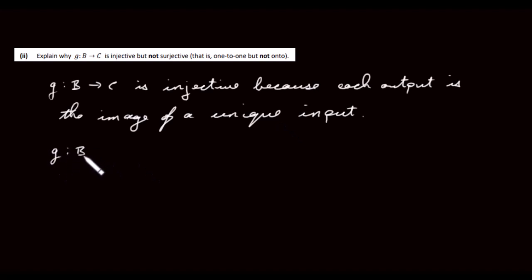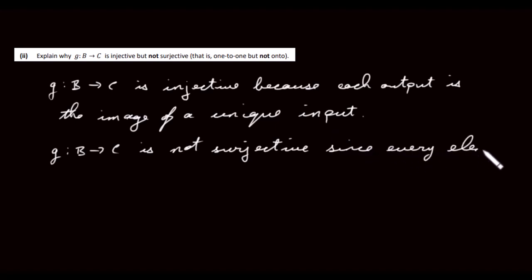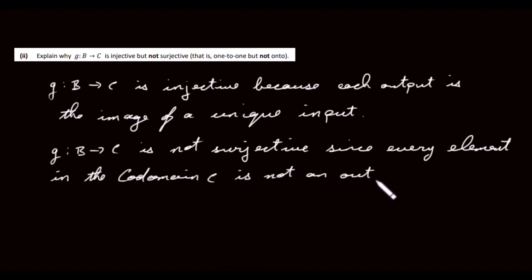So g, again from B to C, is not surjective, since every element in the codomain C is not an output. So y is not an output. And that's really it. So it is injective because each output is the image of a unique input, and it's not surjective since every element in the codomain is not an output. And that's really it for this question.